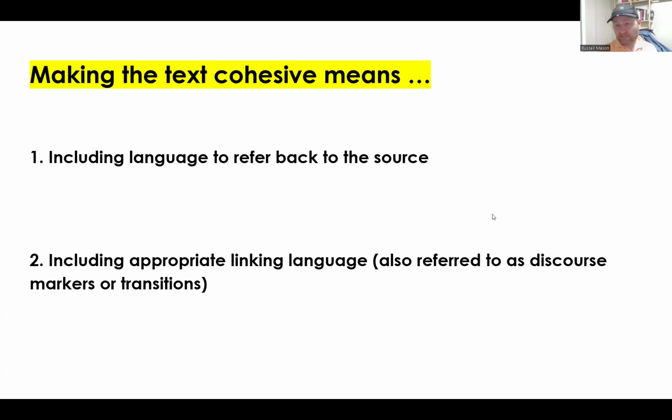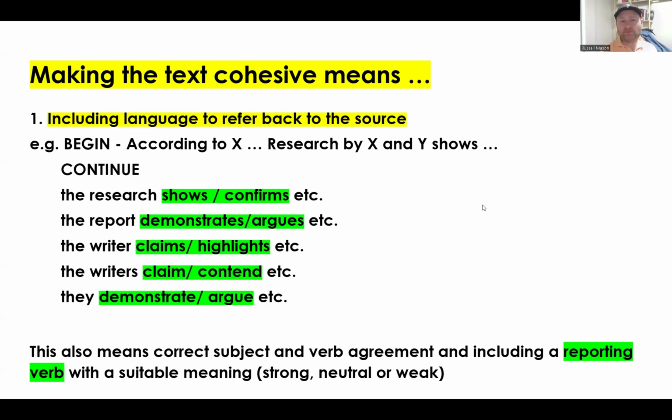This is also called discourse markers or transitions sometimes. So you need to think about the reporting verb when you're making the text cohesive. So when you refer back to the source, you need a reporting verb. Use a variety of reporting verbs. So examples would be the research shows or confirms, the research demonstrates or argues, the writer claims or the writer highlights, they demonstrate, they argue. So these are all examples of ways to begin sentences to make the text cohesive. So just put these at the start of the sentences and you will connect your text together and make it cohesive.